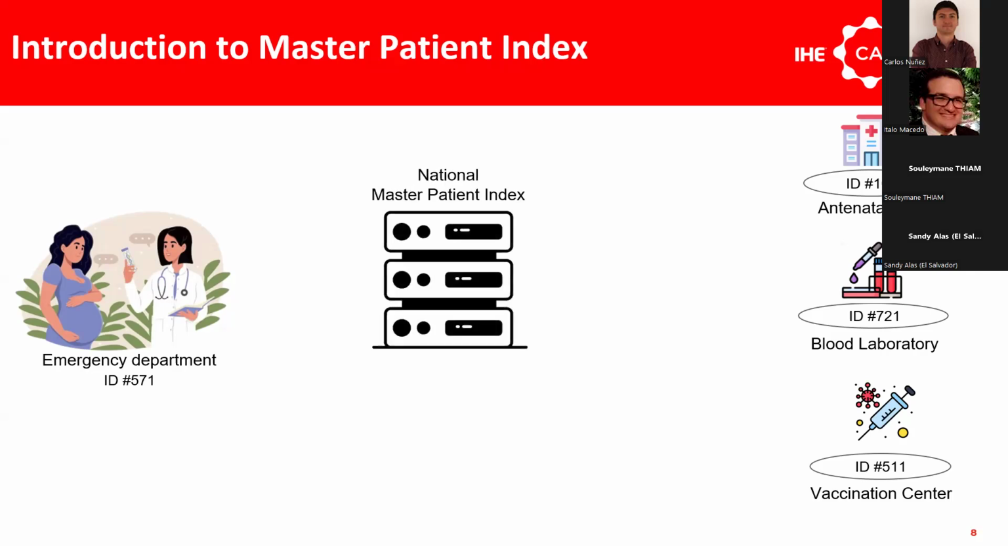So now this is why we need the National Master Patient Index, the MPI, because the MPI will be in the middle of all of these systems, and it will make sure that every application has represented Brenda, the patient, in the MPI. For example, in the antenatal care, they need to create the Brenda patient in the MPI. Blood laboratory, they need to do the same. In the vaccination center, they need to do the same.